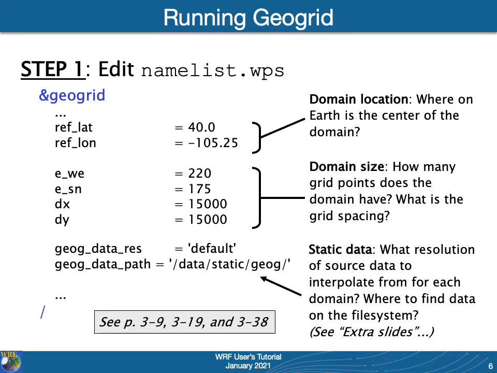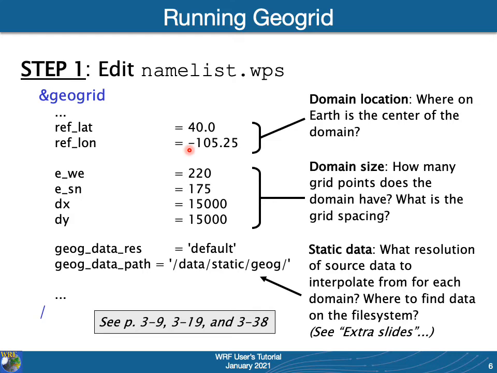After we've chosen a suitable map projection, we can then specify the geometric center of our simulation domain, and we do that with the reference latitude and reference longitude parameters. So in the Geogrid namelist group, we're going to set reference latitude to 40 degrees north latitude and 105.25 degrees west longitude. That happens to be the latitude and longitude of Boulder, Colorado.